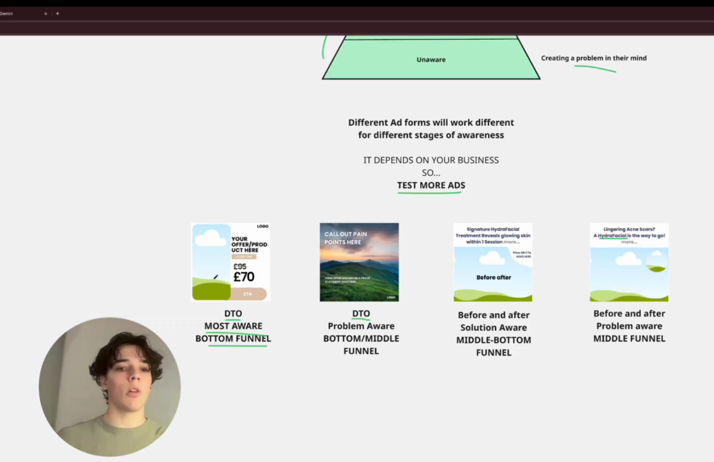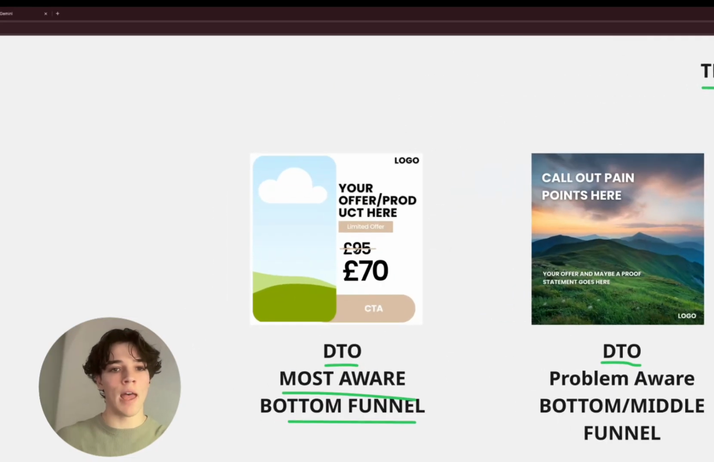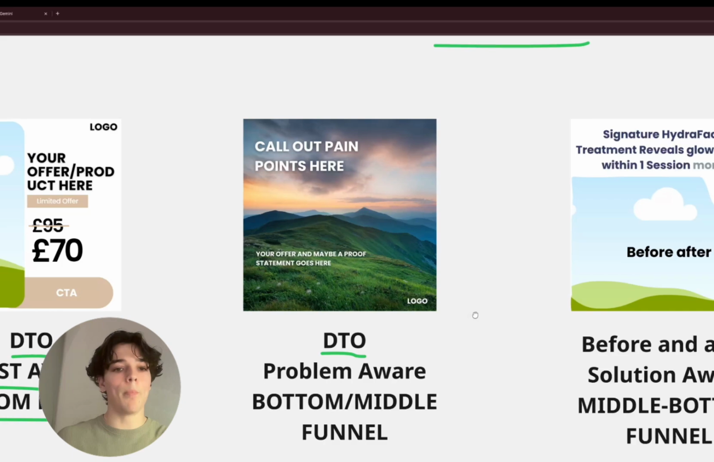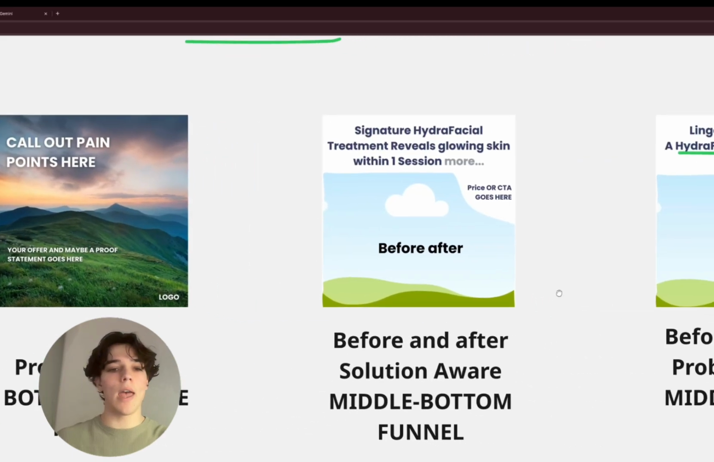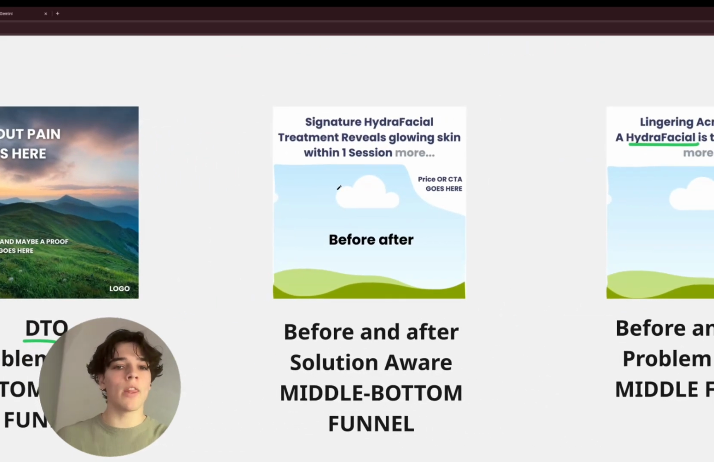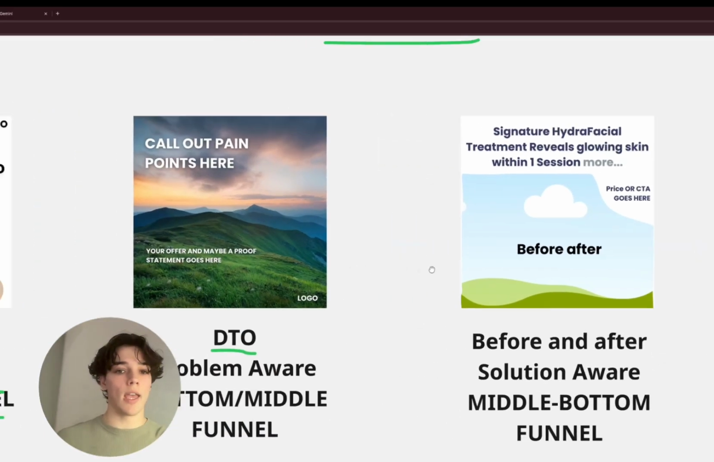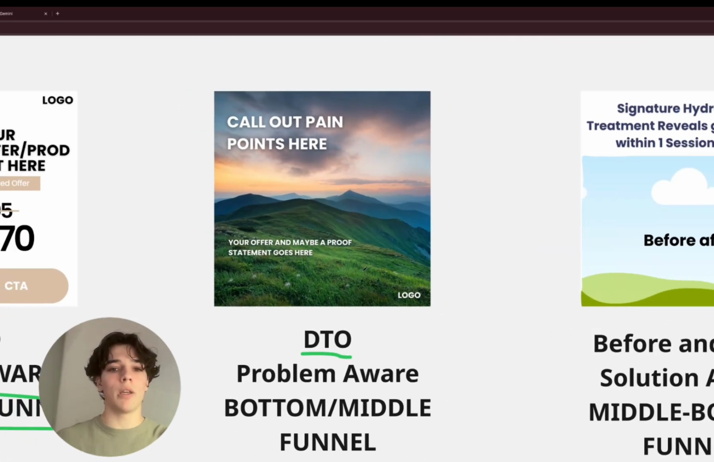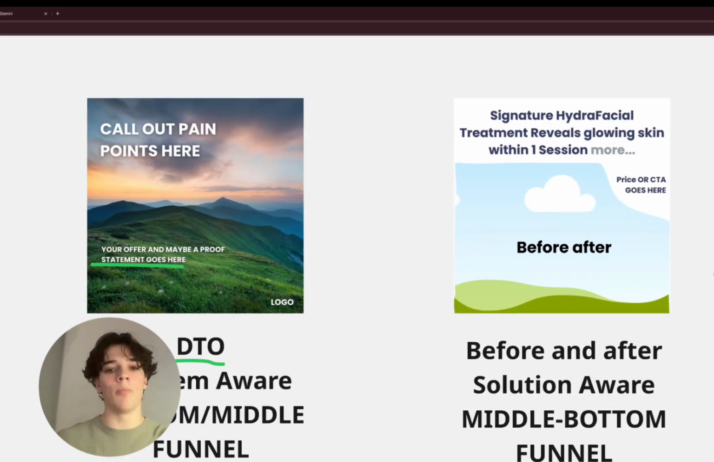For example, this would be a direct offer ad. So you'll offer your product here, and the price and the call to action. This would be a direct offer, most aware and bottom of funnel. So people who are ready to buy. And this one here, calling out the pain point and having the offer and maybe a proof statement, would be, again, a kind of direct offer, but maybe more problem aware, like somebody who is problem aware, that this is their problem, and then you are also making the offer in the same ad. And that's still kind of bottom middle funnel.